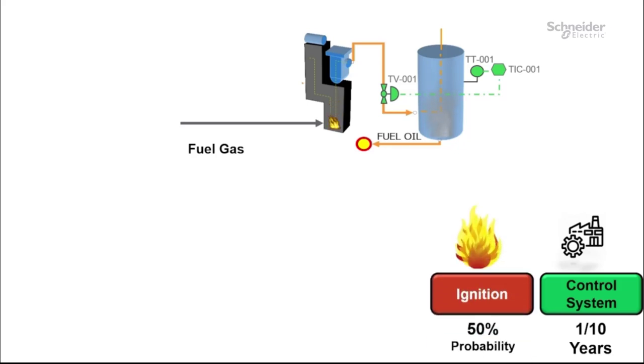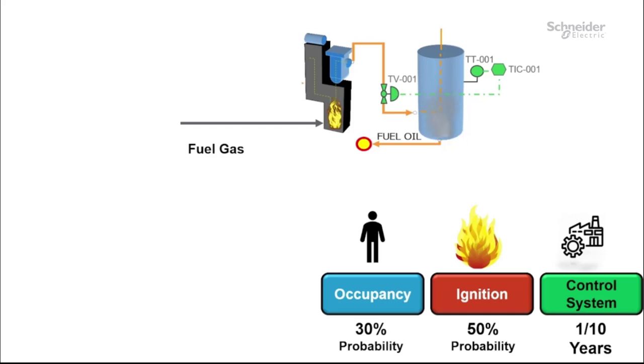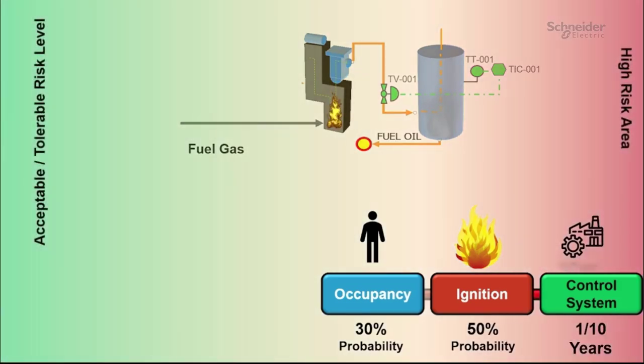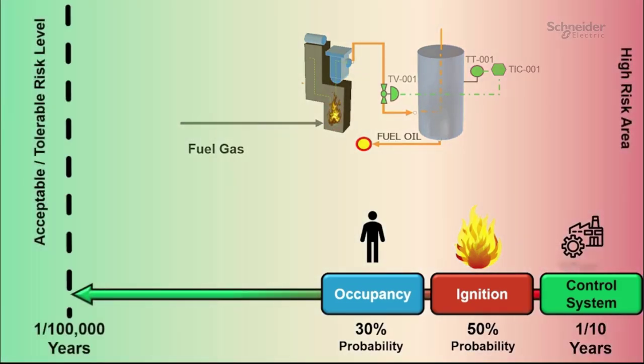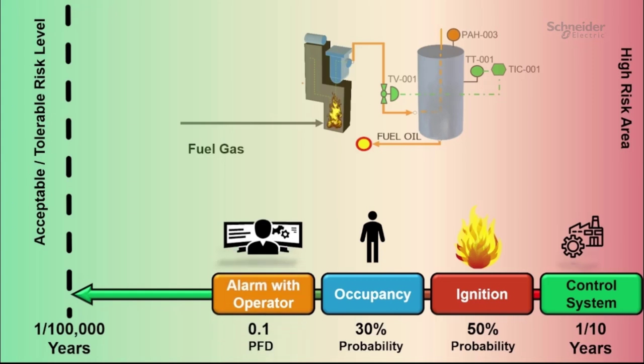If this hydrocarbon gas is ignited and people are located near it, we could have an injury or even a fatality. A very high risk that could happen very often. And the risk value for this scenario is not within the as low as reasonably practicable level. Therefore, we must reduce the risk value here. And we can do that by implementing independent protection layers. For example, an independent high pressure alarm with certain operator intervention that could reduce the risk value.